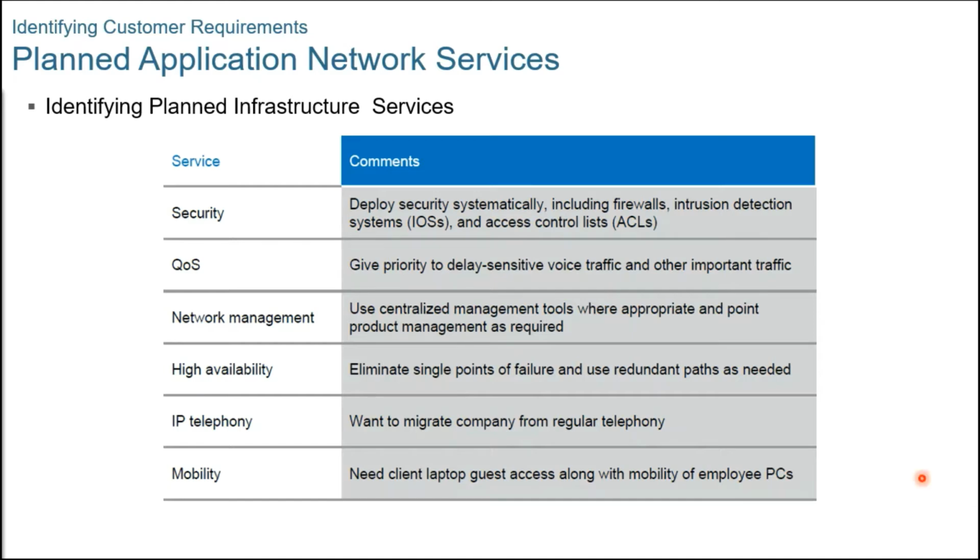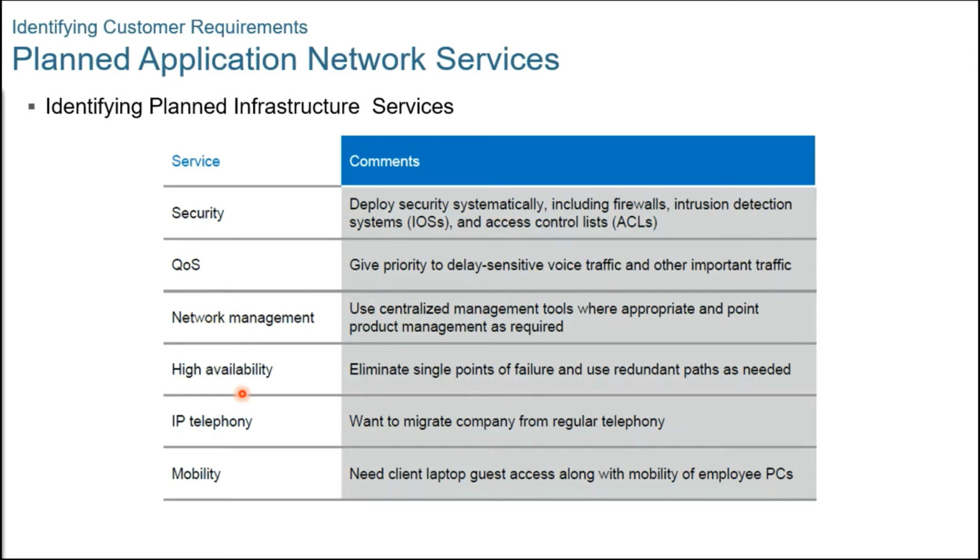Next would be the quality of service, or QoS. This is the implementation of QoS to prioritize more important and more delay-sensitive traffic over less important traffic. That means higher priority for voice and database traffic, while lower priority for HTTP traffic. Next would be network management: introduction and installation of centralized network management tools such as HP OpenView, with Cisco Works applications, for easier and more efficient network management. You can also use other network management tools available.